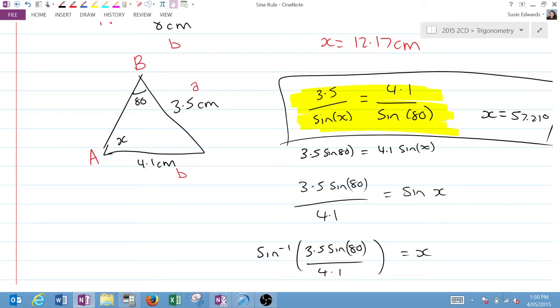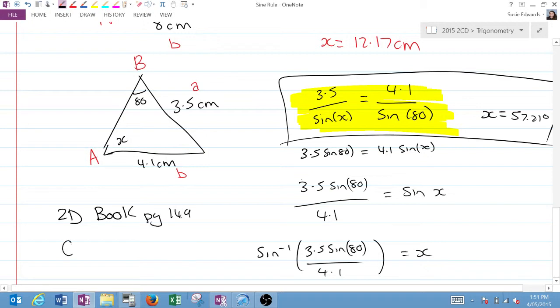Gotcha. Okay. Your homework is... Homework. Well, that means you can do a whole heap. So, yeah. That's it. 2D, page 149 in the book, not the booklet. Can I borrow someone's book? 2D.